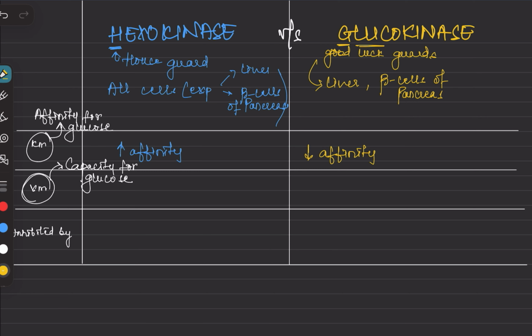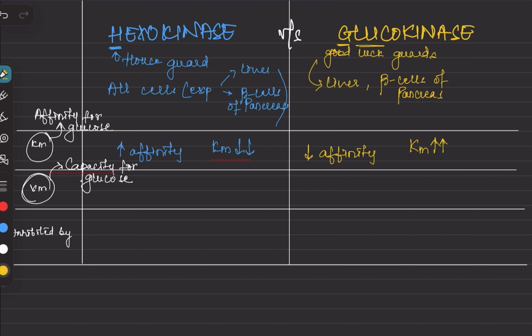with glucokinase. So when I'm saying the affinity is high, affinity is inversely proportional to Km, which means Km value will be low for hexokinase and Km value will be high for glucokinase because affinity is inversely proportional to Km.